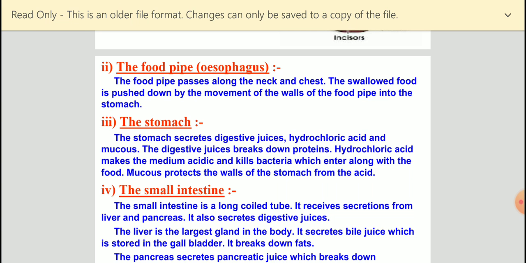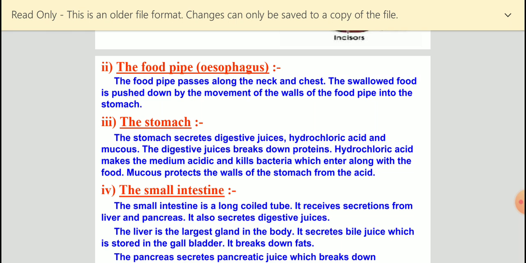Clear? In the stomach, the shape of the stomach is J shaped. Remember, the shape of the stomach is J for jug, J shape. Inside the stomach, it contains many different digestive juices also. Hydrochloric acid is present, pepsin is present, and mucous membrane is present.